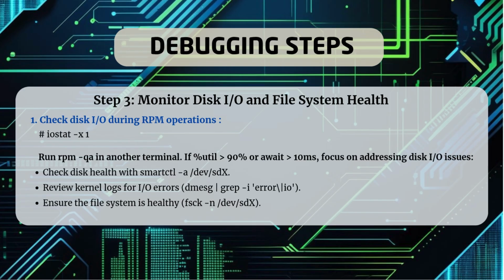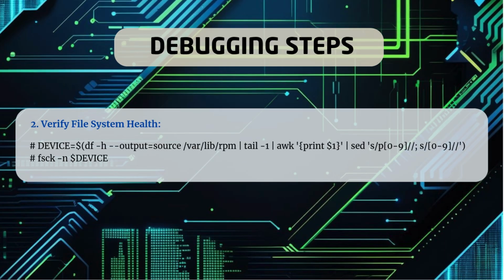Step 3 is to monitor disk input-output and file system health. First, check the disk input-output during RPM operations. Run rpm -qa in another terminal. If disk utilization is greater than 90%, or await is greater than 10 milliseconds, focus on addressing disk input-output issues. Check the disk health with the commands as shown on the screen. Verify file system health using the file system check command as shown on the screen.